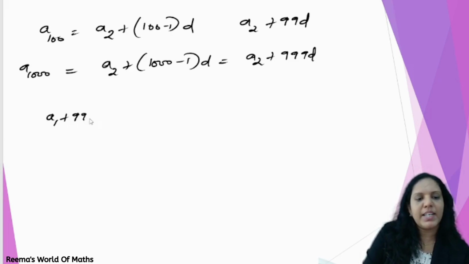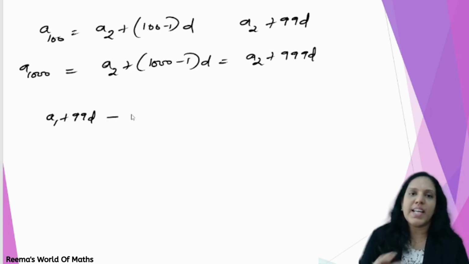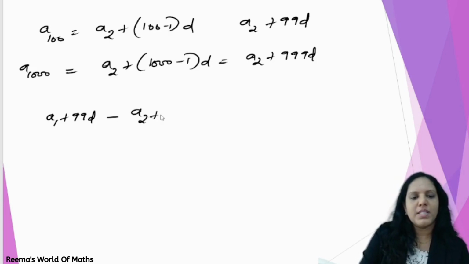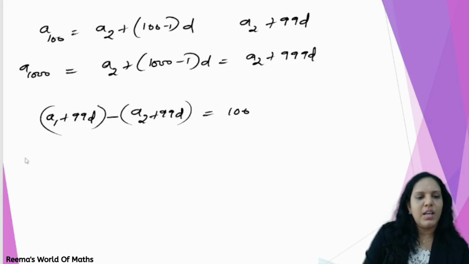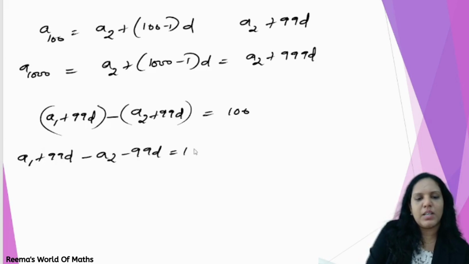A1 plus 99D is the 100th term of the first AP. So this minus the 100th term in the second AP, which is A2 plus 99D, equals 100. We have been given this. So let's put this in the bracket and we can remove it: A1 plus 99D minus A2 minus 99D equals 100.